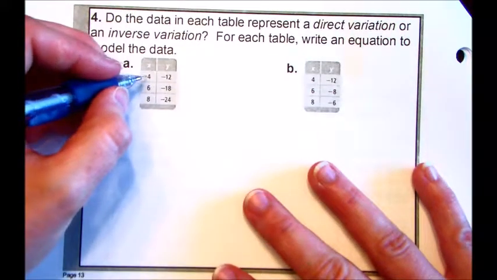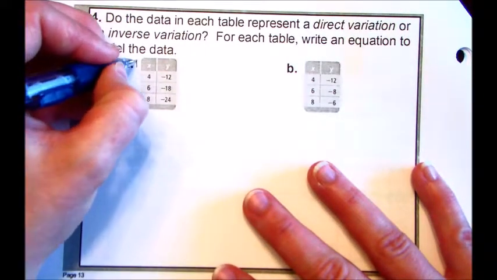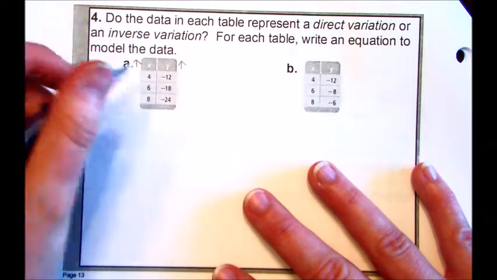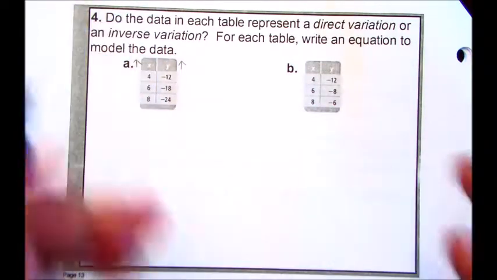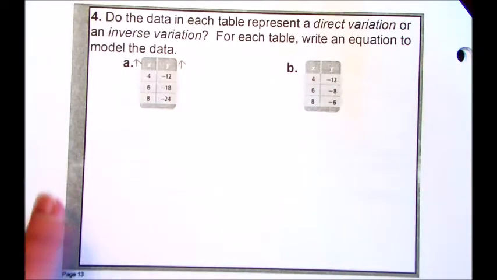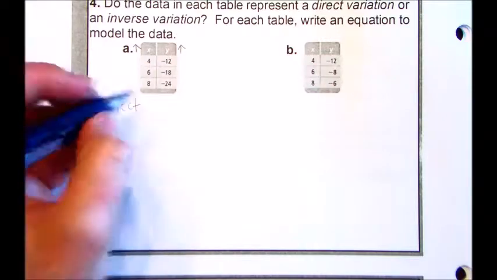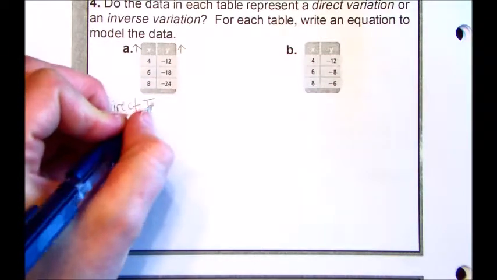So I am noticing that these numbers are going up and these numbers are also getting bigger. I know that kind of looks funny because they're actually getting smaller because of the negatives, but the value of the numbers themselves are getting bigger. I'm going to try testing for direct to see if it works. Okay, so I'll write direct test.